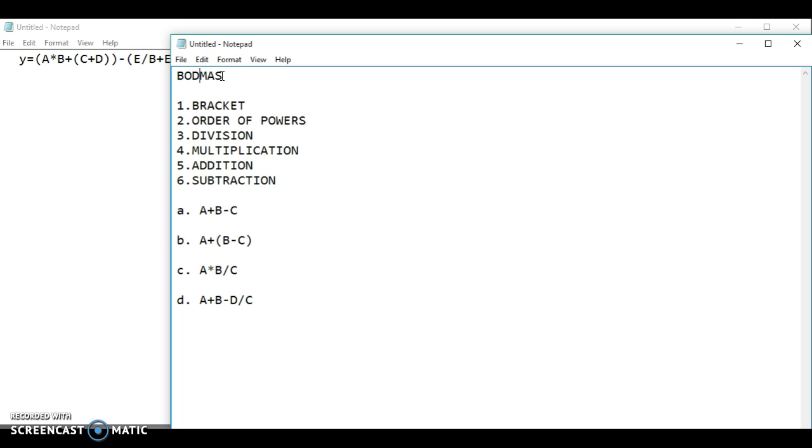So what does it mean? It means that bracket should be solved first. Bracket should be our highest priority. Then followed by order of powers, division, multiplication, addition and subtraction. So division and multiplication should be our higher priority, then addition and subtraction. These two should be solved before addition and subtraction.